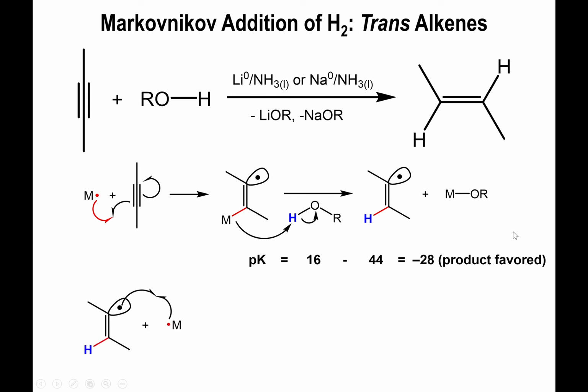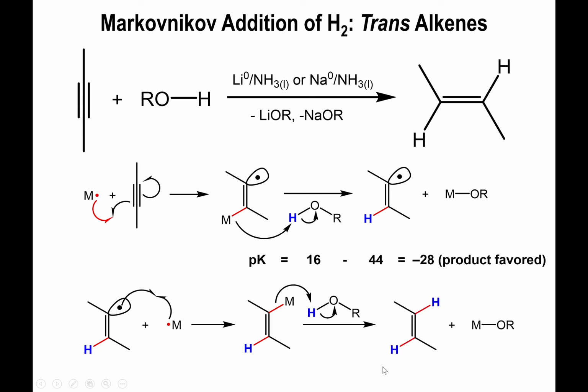All right, and then at that point you can bring a second equivalent of the lithium 0 or sodium 0 metal to provide that extra electron, create a new carbanion, and of course at this point you react it with a second equivalent of alcohol via an acid-base reaction to form your trans-alkene. So this is a really nifty way of producing those trans-alkenes from the alkyne. So you're going to have to remember that Lindlar's catalyst makes cis-alkenes, and your liquid ammonia with alkali metal in the presence of an alcohol makes your trans-alkenes.